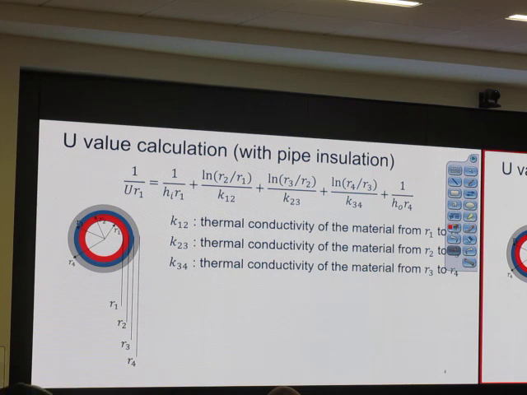What about the pipe with 2 layers of insulation? So the pipe is the red color. The first insulation layer is the blue one. The second insulation layer is the gray one.